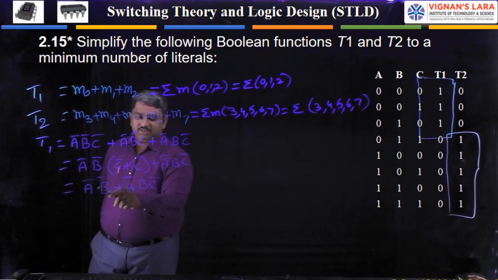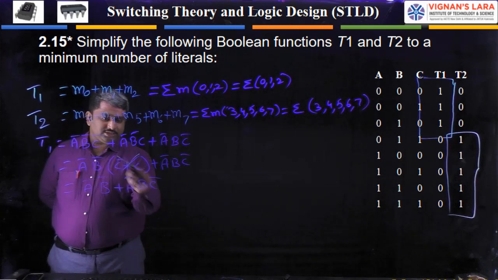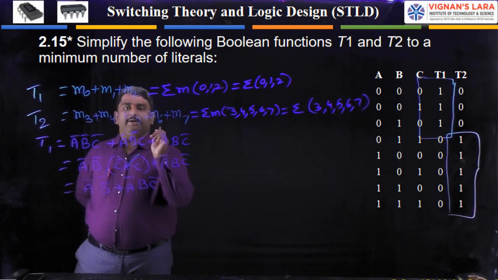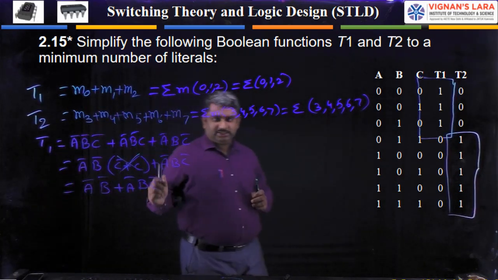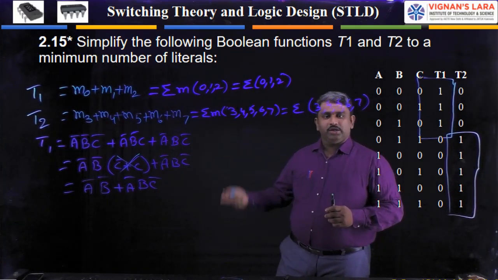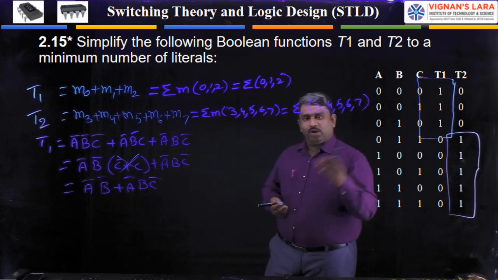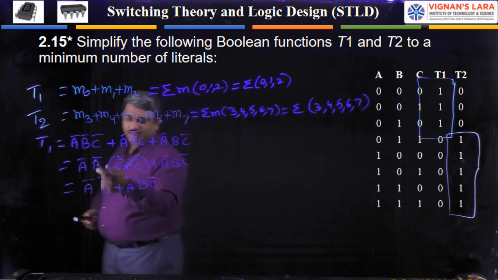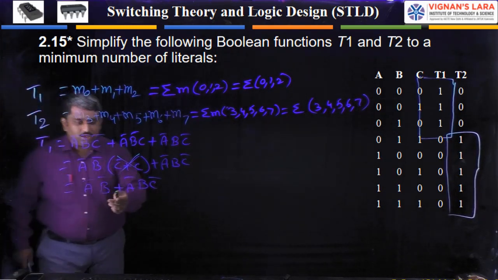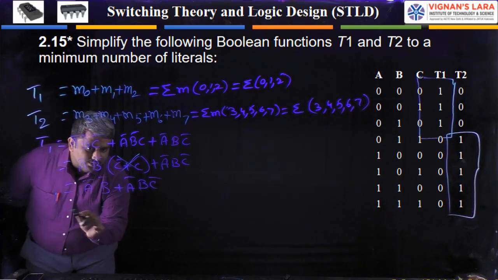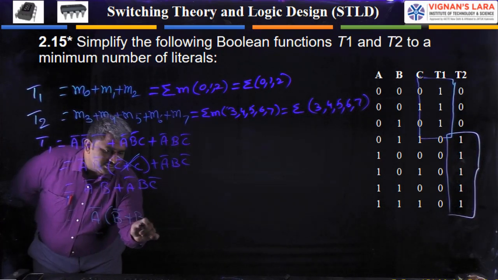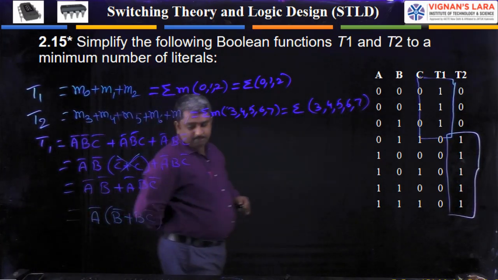Now, is there any chance to take common? We cancel here C plus C bar, because C plus C bar is equal to 1, and 1 into anything gives the same value, so we neglect the 1. So 1 into A bar B bar is equal to A bar B bar, right? From these two, we can take the common A bar, and the remaining value is B bar plus B C bar.